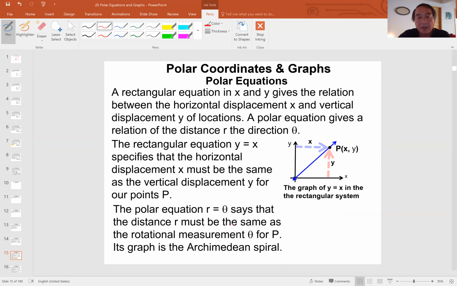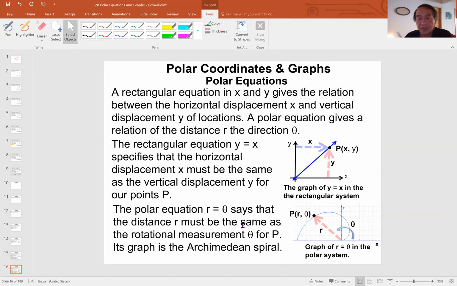This says the distance to the point is the same as the angle theta. Angle theta is from 0 to pi and so on. Yes, exactly. So here's the picture. For instance, here you start at (0, 0). If angle theta is 0, then r is 0.